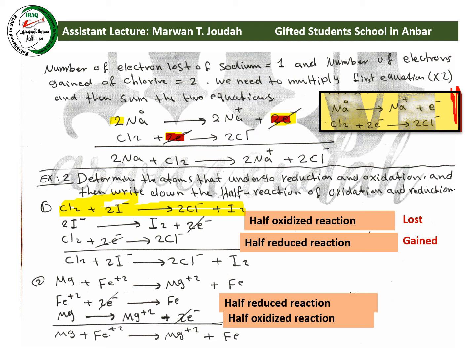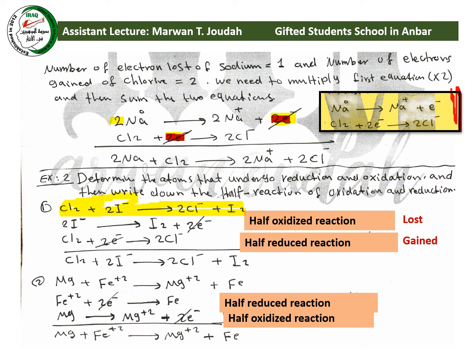For the first one, for the iodine, what you are going to do here is a comparison between the left side and the right side. For the left side, you have Cl2. What happens to the Cl2? Was it losing or gaining electrons?